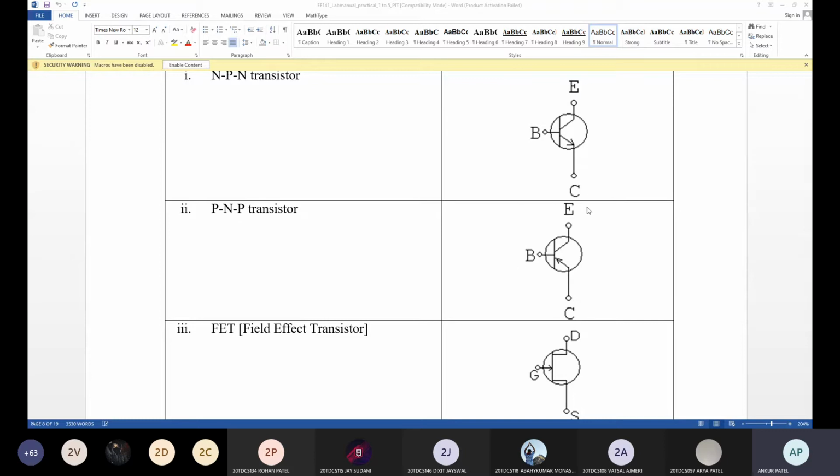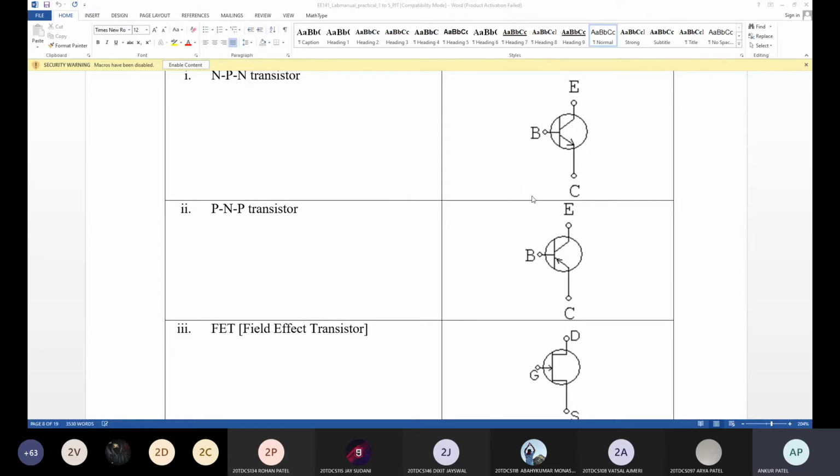The entire emitter current flows in the collector circuit, as the base is very lightly doped and very thin compared to the emitter and collector, so whatever holes and electrons we are injecting are almost entirely collected by the collector. Suppose I am inserting 100%, then only 5% is collected by the base, and 95% is collected as collector current. So sometimes we take IE equal to IC, because the collector current depends on the emitter current.